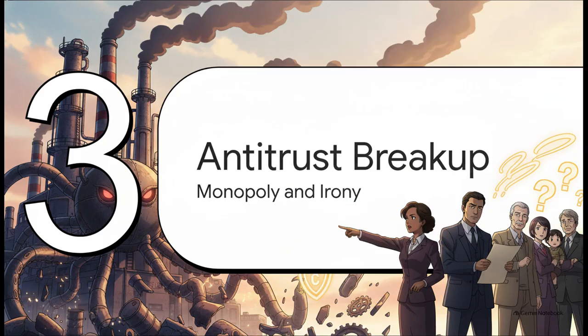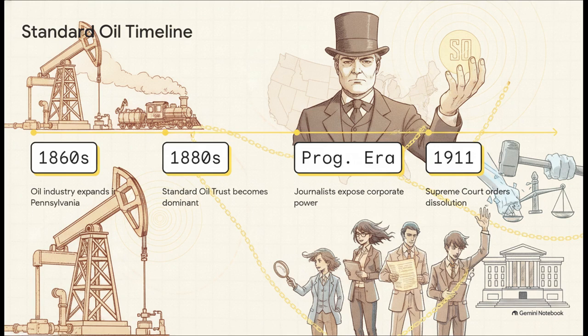Section 3. The Antitrust Breakup, Monopoly and Irony. This immense scale eventually grew into the Standard Oil Trust. It was a machine that was incredibly difficult to challenge, especially as he continuously acquired competing refineries left and right.